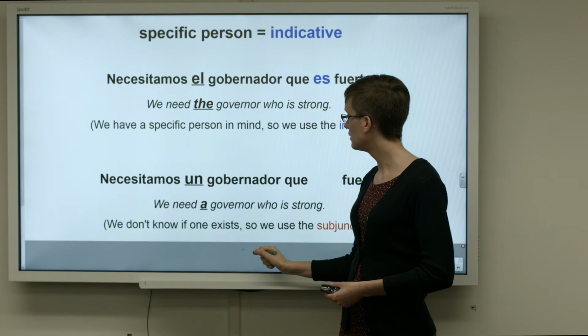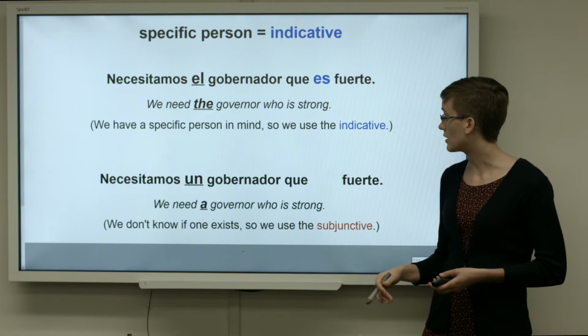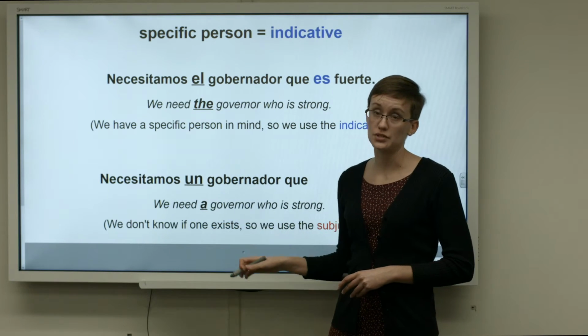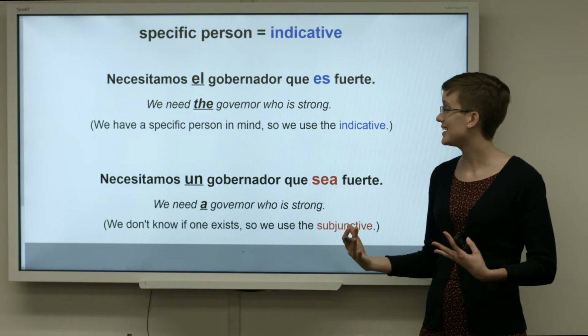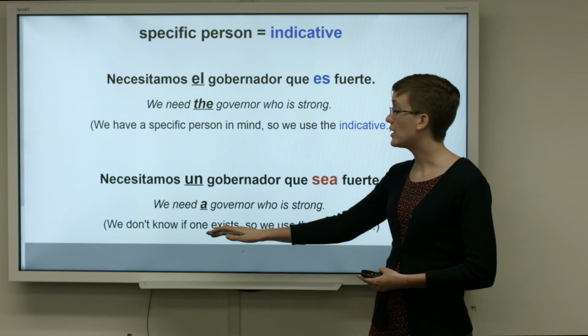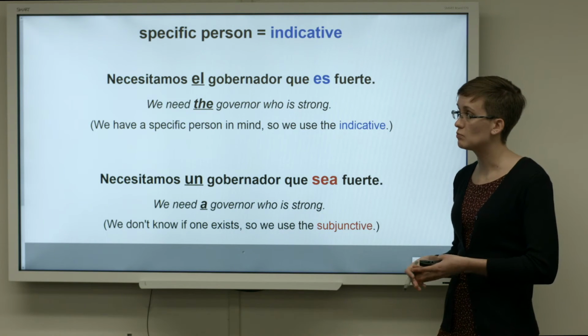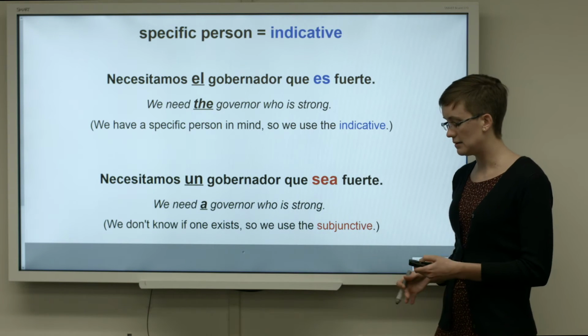However, if we say necesitamos un gobernador que sea fuerte, we need a governor who is strong. In this case, we are going to use the subjunctive sea because we don't know if a strong governor exists or not. We're saying we need one, but we don't know if he exists. So we use the subjunctive.